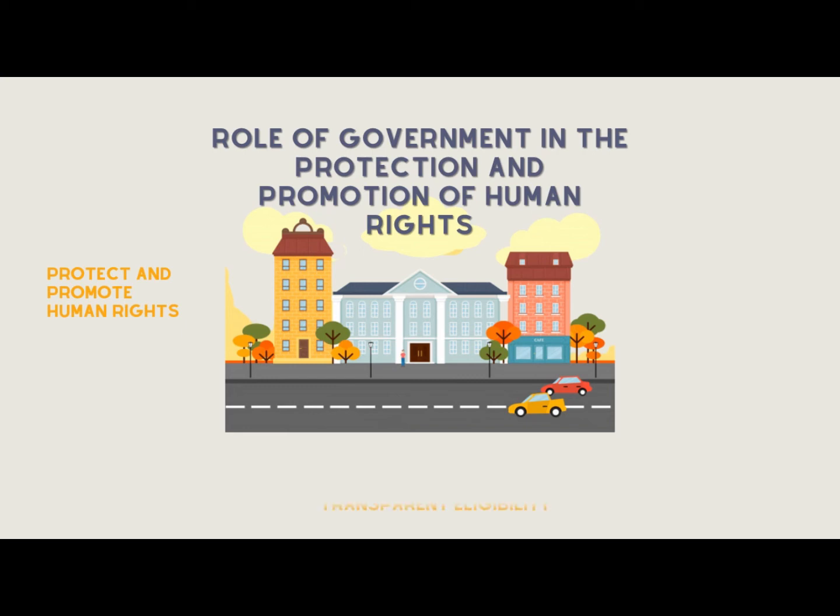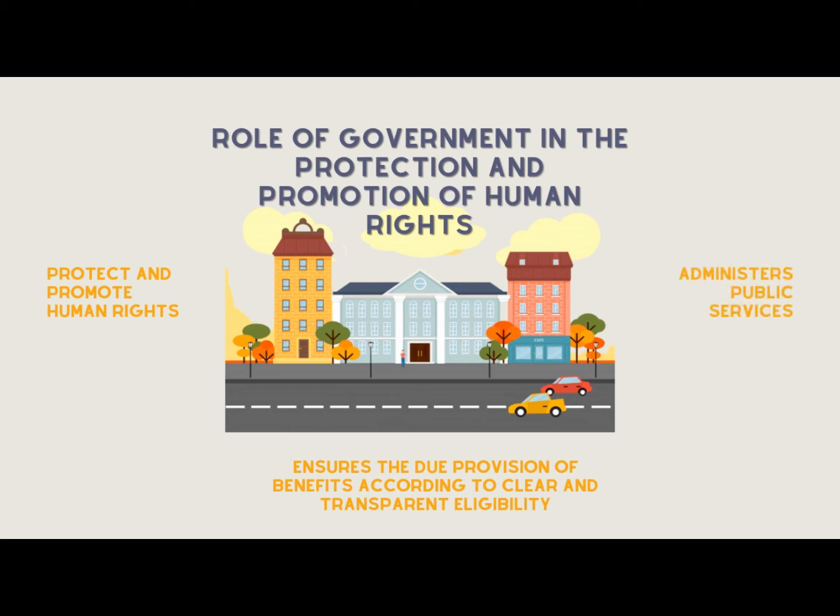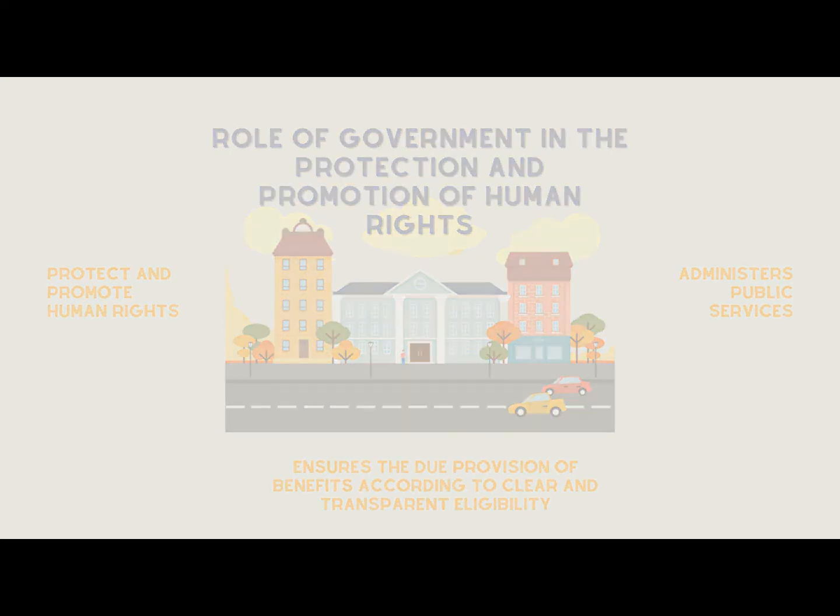The overall responsibility of the state includes ensuring the due provision of benefits according to clear and transparent eligibility criteria and entitlements, and the proper administration of the institutions and services. Where benefits and services are not provided directly by public institutions, the effective enforcement of the legislative frameworks is particularly important for the provision of benefits and services.